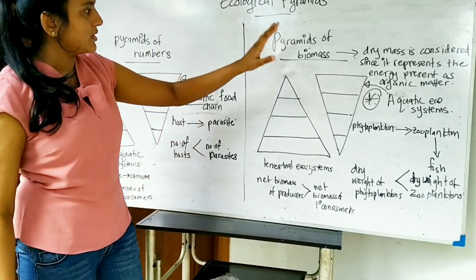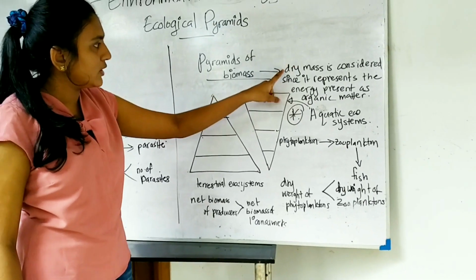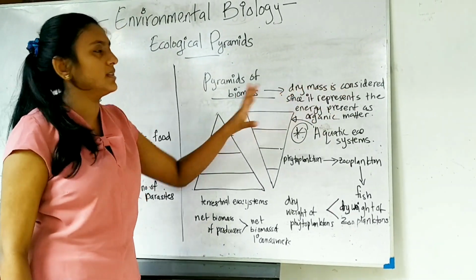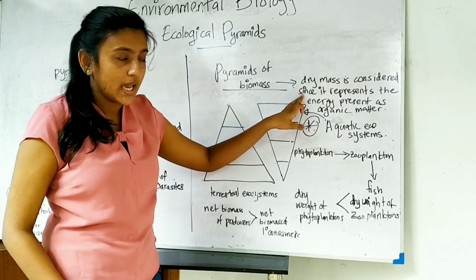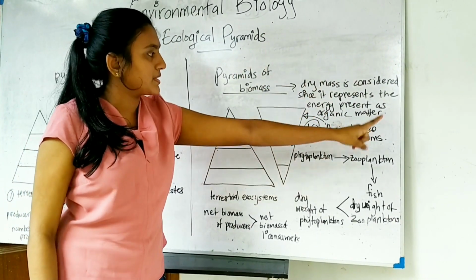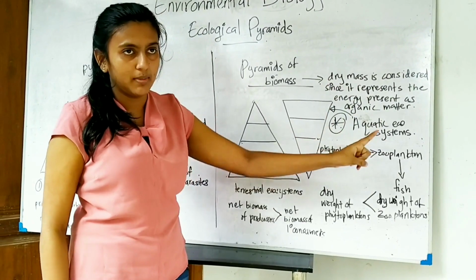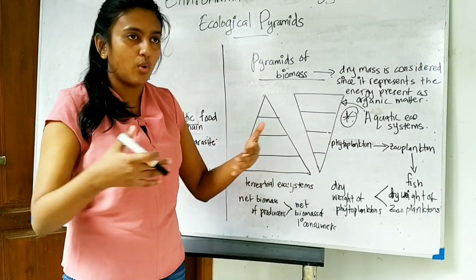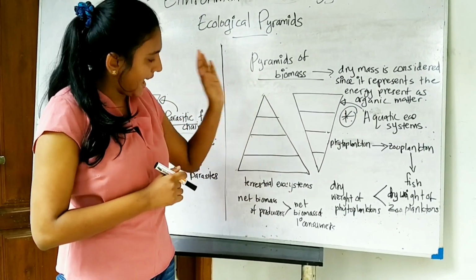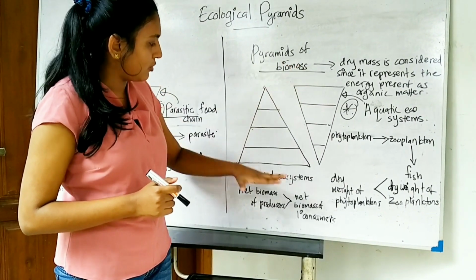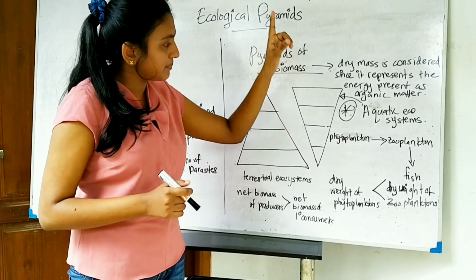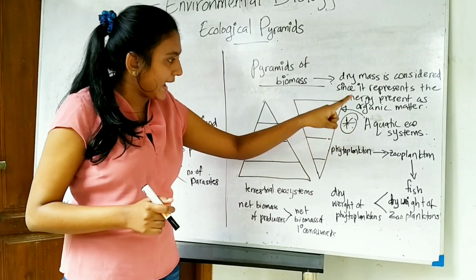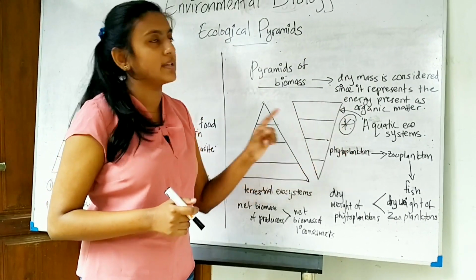When it comes to pyramids of biomass, we should know that always a dry mass is considered. Always a dry mass should be considered because it is the dry mass that represents the energy present as organic matter, not the fresh weight with water and all. As we said, pyramids of biomass are normally upright in terrestrial ecosystems, but in aquatic ecosystems, pyramids of biomass are inverted.